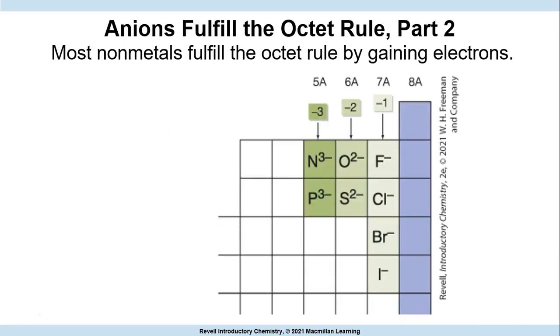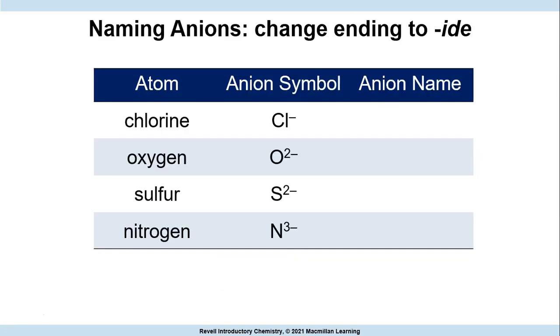Now, this is how the non-metals attain the octet. The group 7A will gain 1 electron. The group 6A will gain 2 electrons. And the group 5A will gain 3 electrons. So that is how you write the ions for these groups of elements.